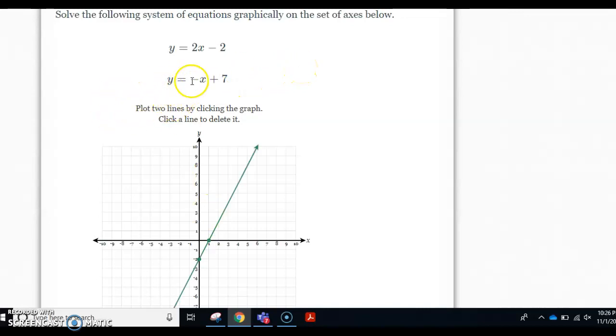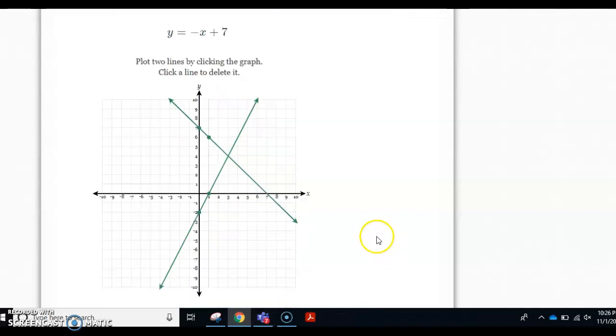Then we have the second one. It has a slope of negative 1 and an intercept of plus 7, so we're going to start at 7. And then it has a slope of negative 1, so we will go down 1 and to the right 1. And then we'll graph that equation.